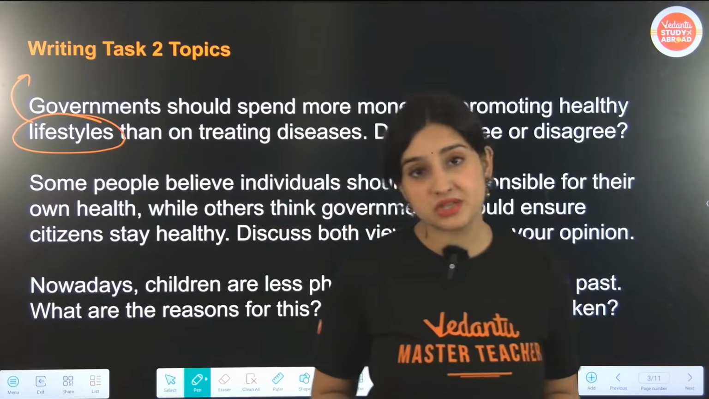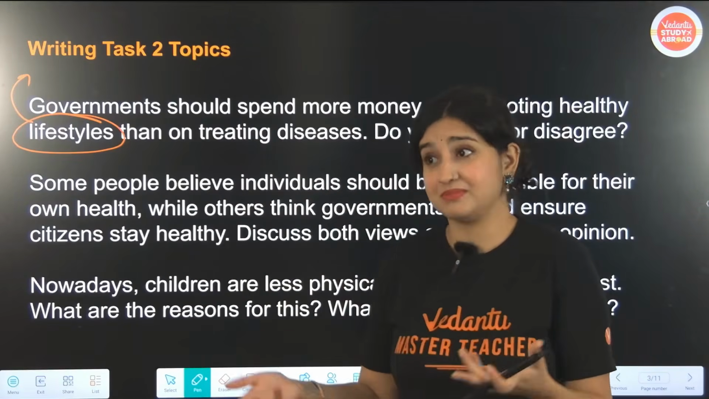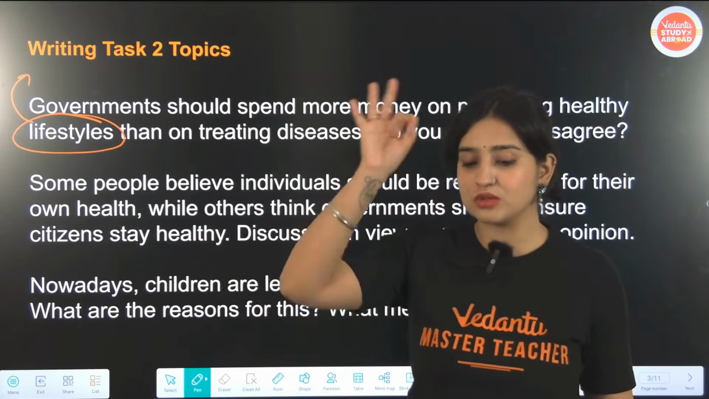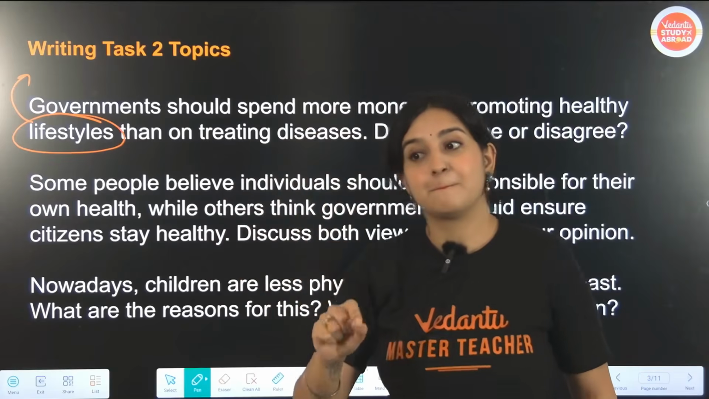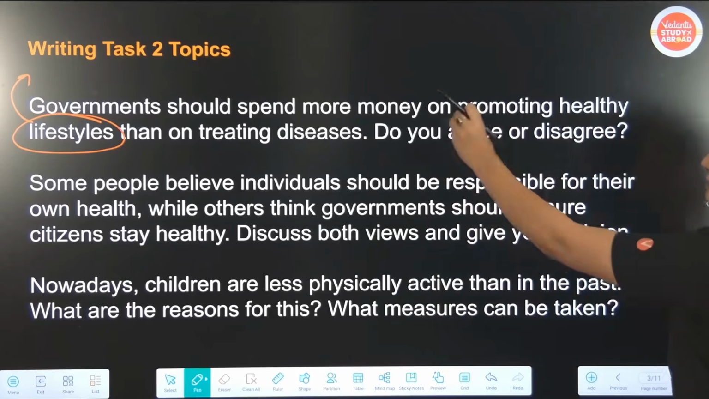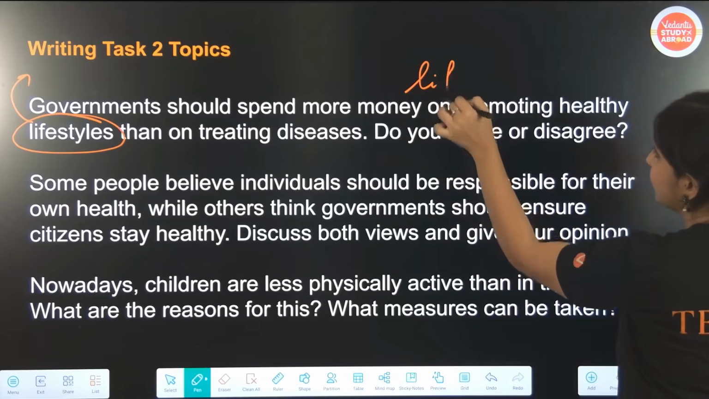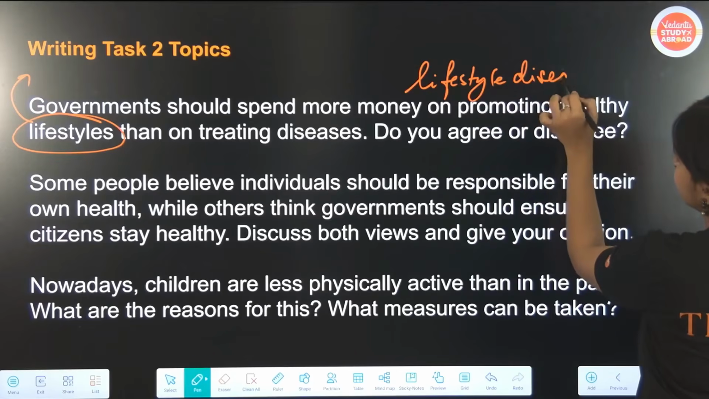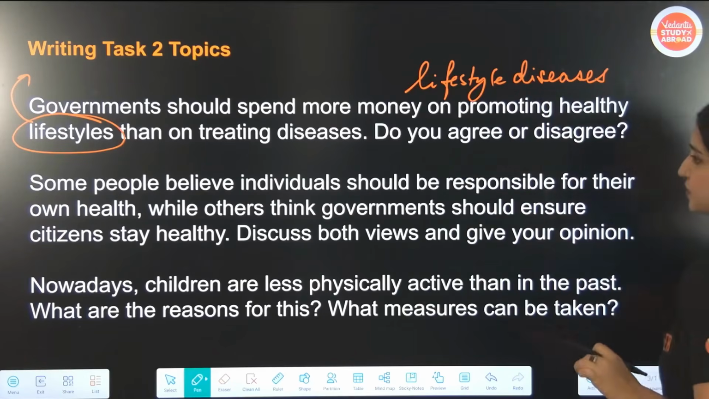Obviously, you have to treat diseases. People need medical care once they are sick, but should also focus be put on preventing people from falling sick in the first place? And this specifically applies to lifestyle diseases. So you should know what these lifestyle diseases are, and you should do your basic research on this.